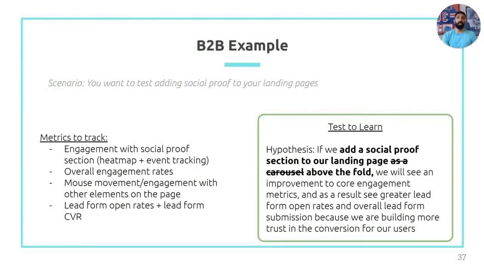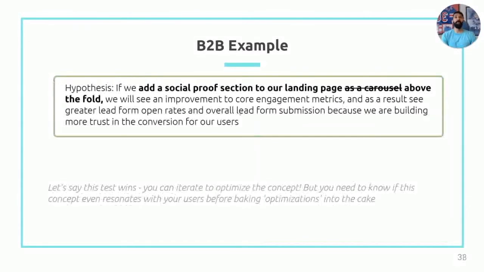So there's things like engagement over this element. Are people hovering over it? Are people clicking on it? Overall engagement rates, like I mentioned before, like bounce rates, time on site, pages a session. Looking at mouse movement, and then also taking a look at lead form open rates, macro level metrics, etc. So this is an example within B2B.